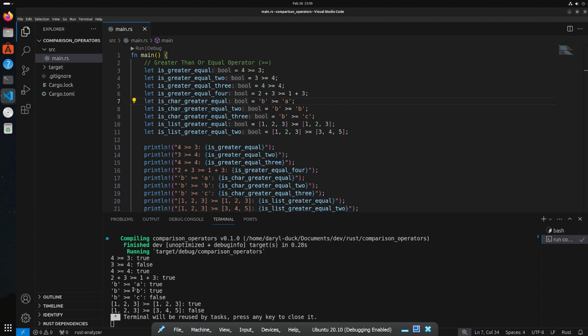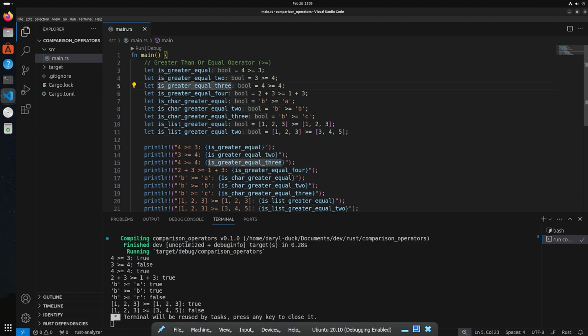So that gets true. In the case of this one, B is greater than A, so that's true. B is equal to B, so that's also true because now we're doing the equality check. And then B is not greater or equal to C, so therefore that's false. For the next one, 1, 2, 3 is equal to 1, 2, 3, so now we get true. And then the last one is 1, 2, 3 is not greater than 3, 4, 5, so we get a false. Cool.